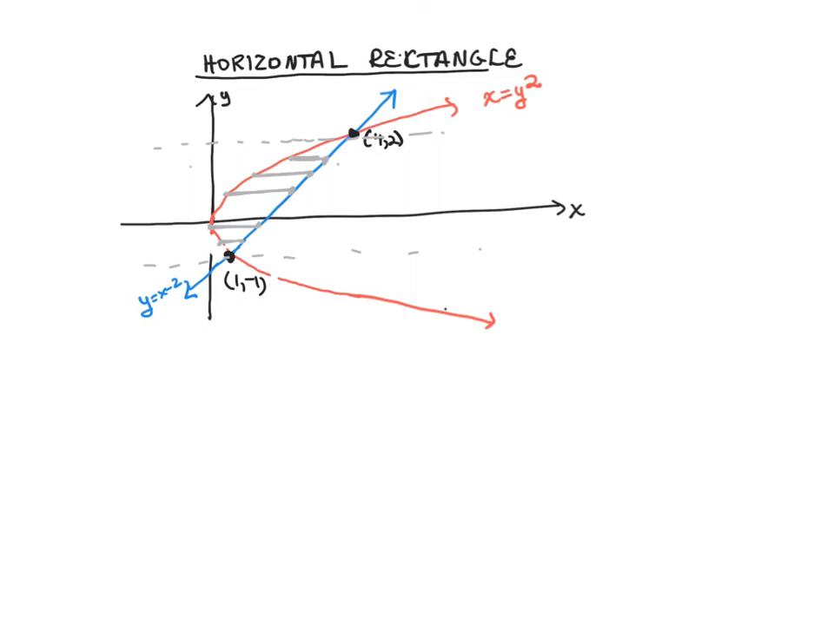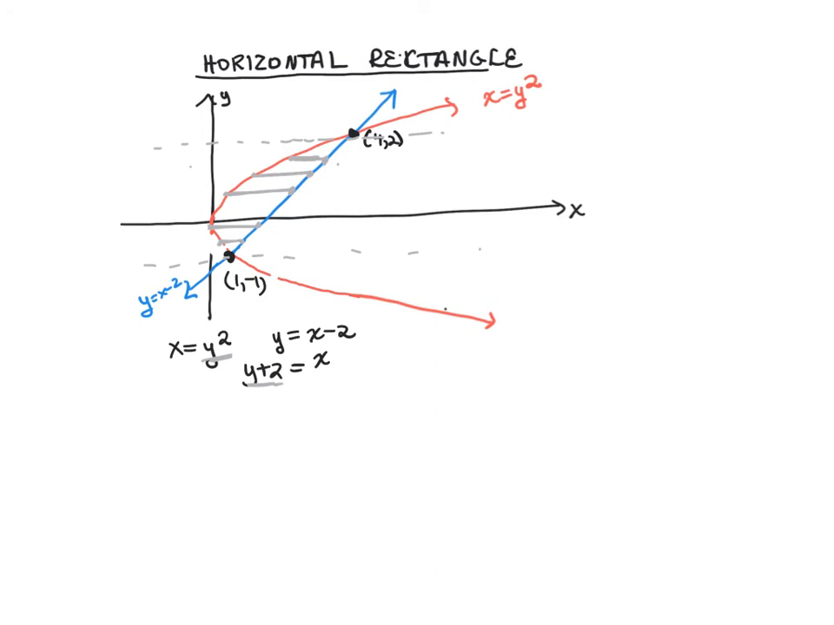So let's look at our curves again. For x equals y squared, x is already solved, so we just express that in terms of y. In the other one, y equals x minus 2. When we solve for x, we get y plus 2. So note that we will be using these expressions, the y plus 2 and the y squared, in our integrand.